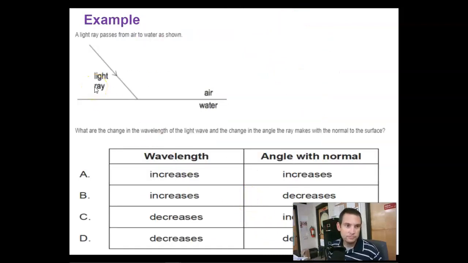An example problem. A light ray passes from air to water as shown. What are the change in wavelength of the light wave and the change in the angle the ray makes with the normal to the surface? If you don't have it yet, pause it now.